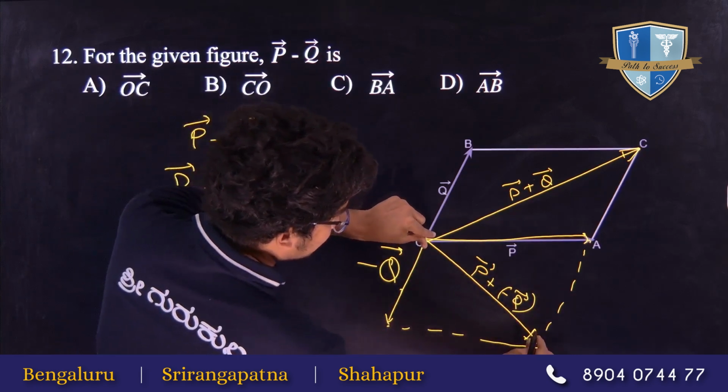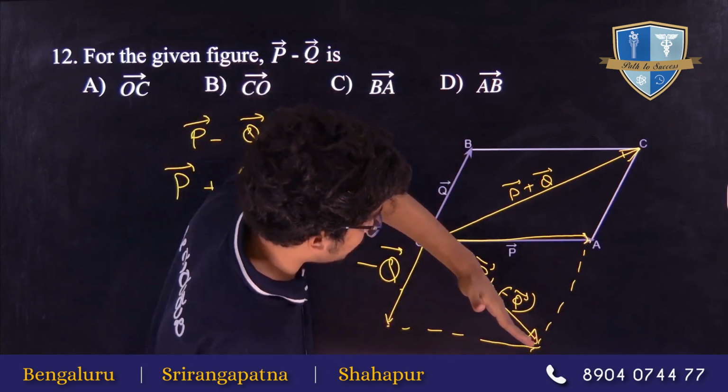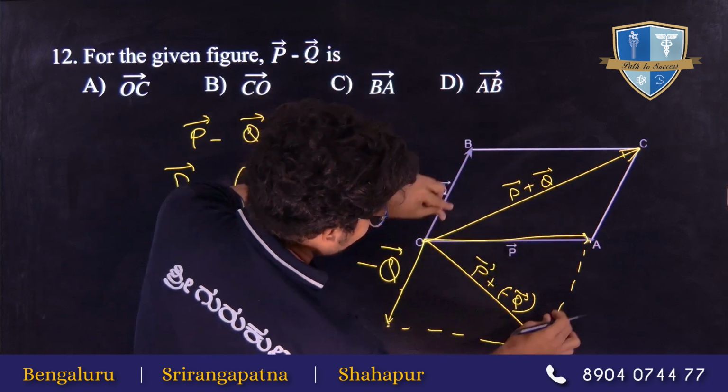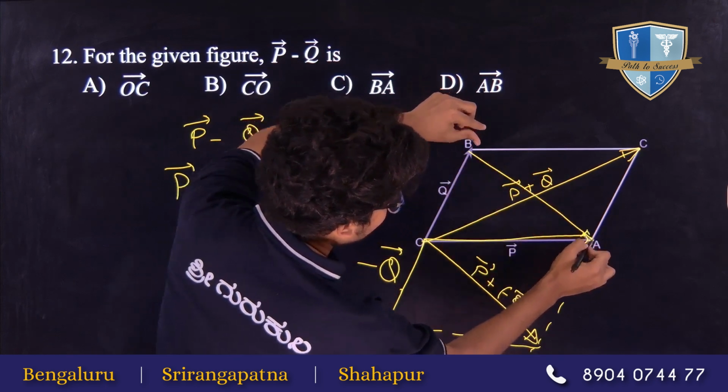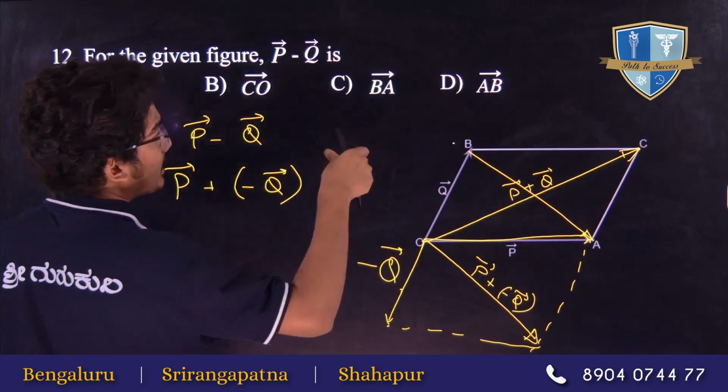If we shift this vector, we can shift the vectors, right? So we are shifting this vector exactly from this parallelogram to this parallelogram. So it is exactly the same as the other diagonal of this parallelogram, which is the B to A vector. So the correct answer will be BA vector, option C.